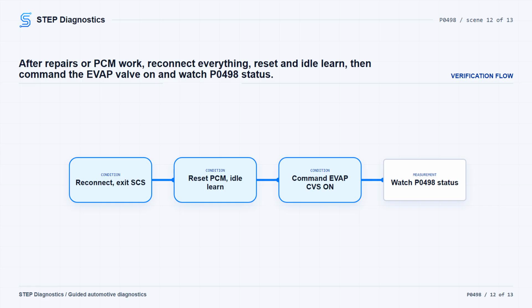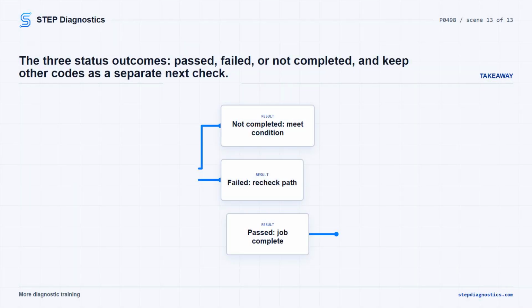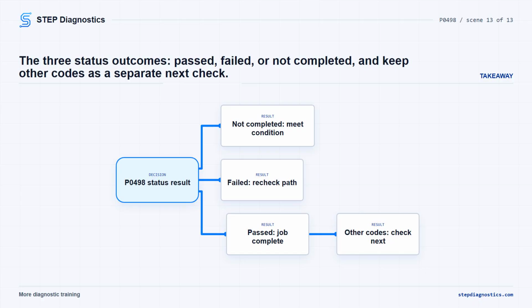If the status shows passed, the troubleshooting is complete. If a PCM was substituted, replace the original PCM. If other pending or confirmed DTCs are present, check what they mean next. If the status shows failed, go back to the beginning and recheck the diagnostic path. If the PCM had been updated, substitute a known good PCM and check OBD status again. If the status shows not completed, reproduce the required test condition and check OBD status again.